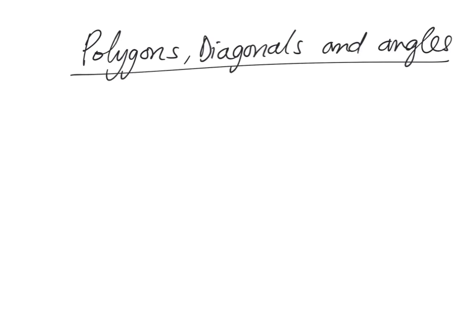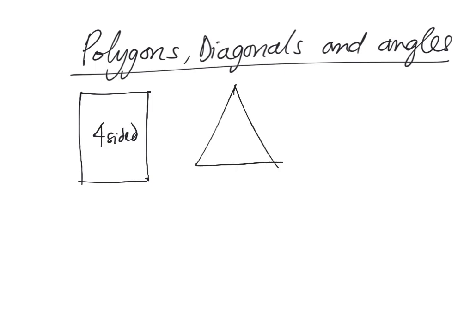Let's talk about polygons, diagonals, and angles. Very important, of course, you know what a quadrilateral is, a four-sided shape. We have triangles, three-sided shapes. And then we have, let's say, a pentagon, for example. You have a pentagon, five sides, right? And you have a hexagon and so on and so forth.